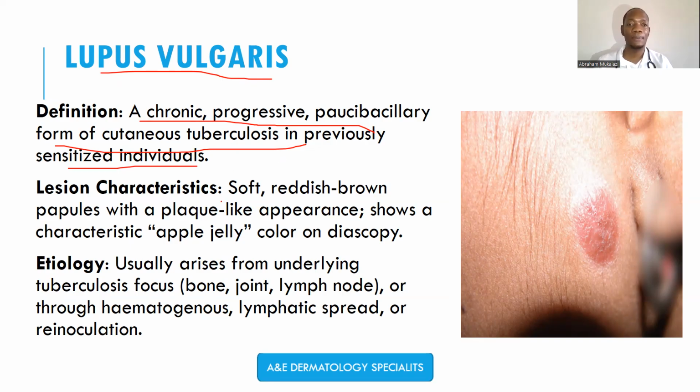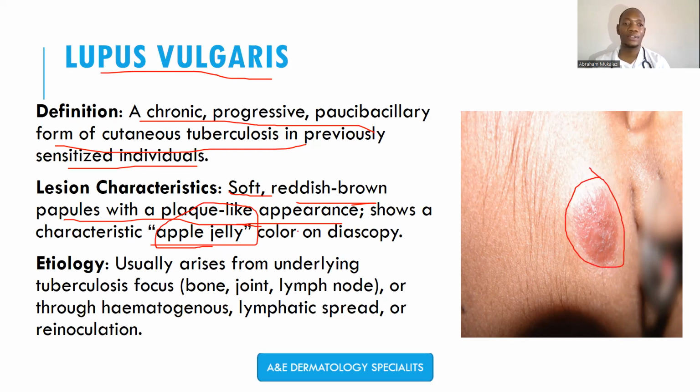So in this case, sometimes you get these soft reddish brown papules or even pustules, sometimes ending up as plaques that show an apple jelly appearance on dermoscopy. So this is how they will look. Though this apple jelly appearance is also seen in sarcoidosis. So when you see it, you have to make sure that it is not sarcoidosis.